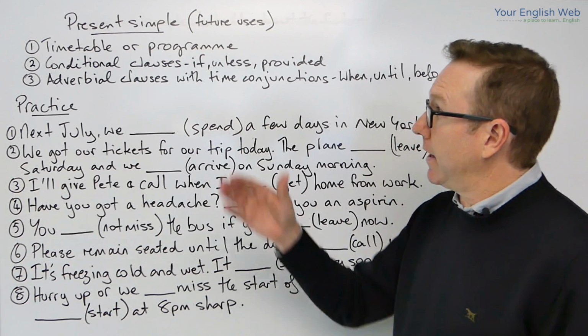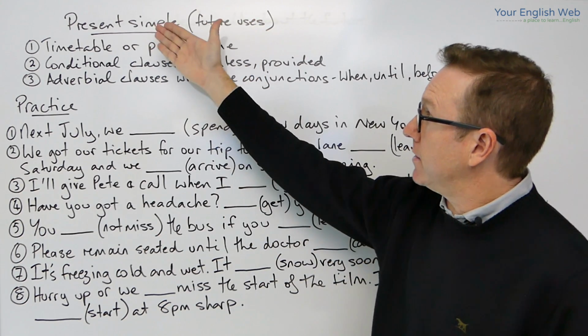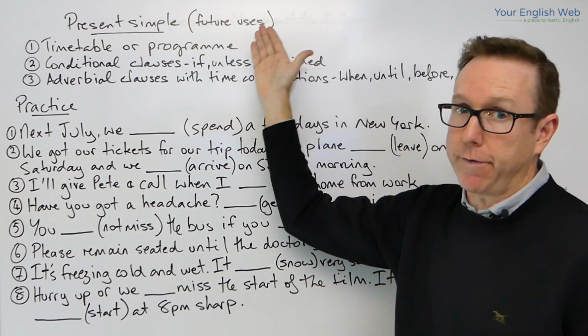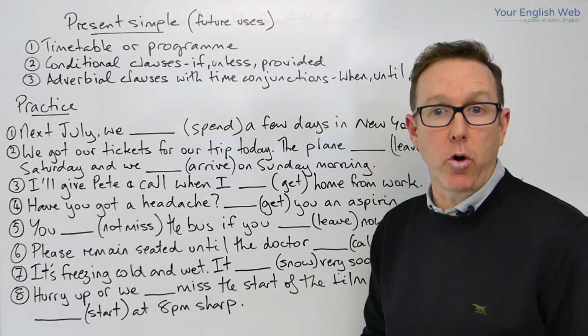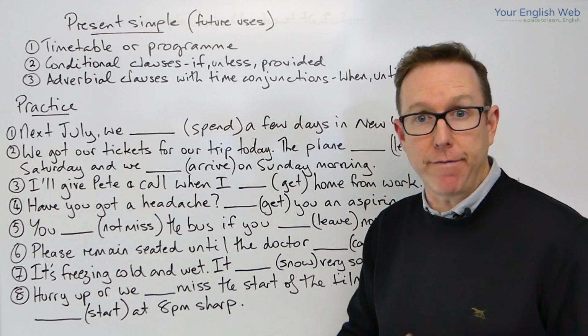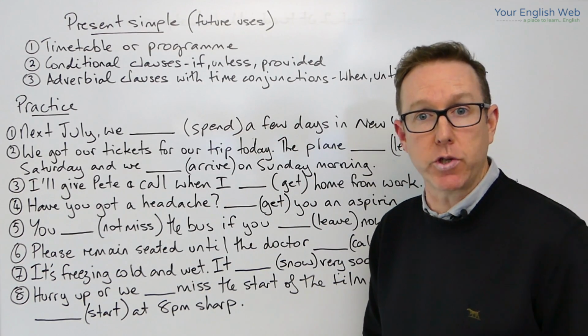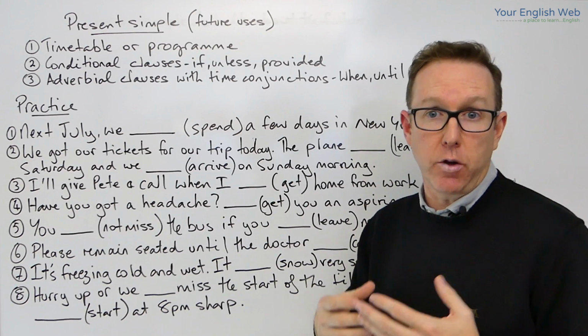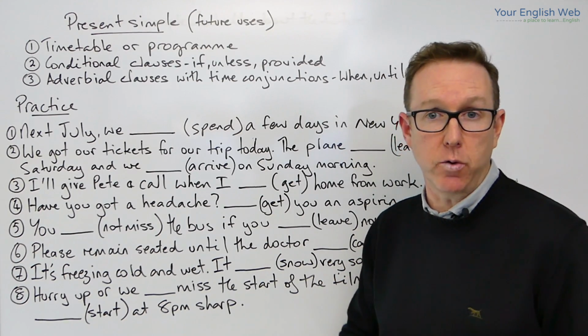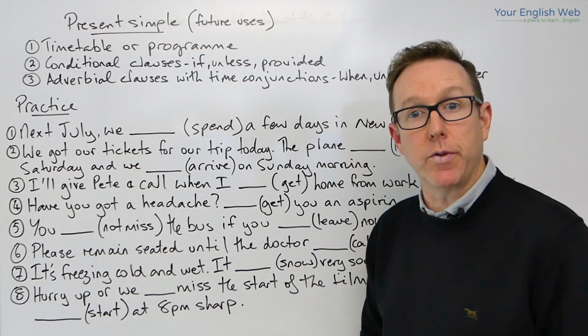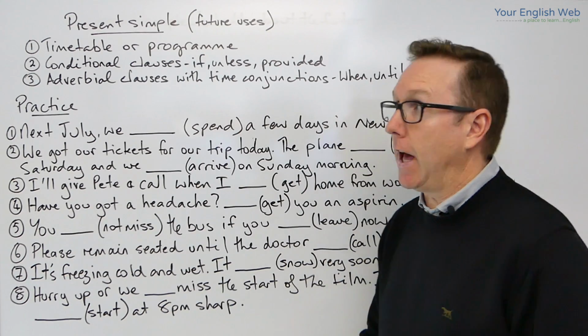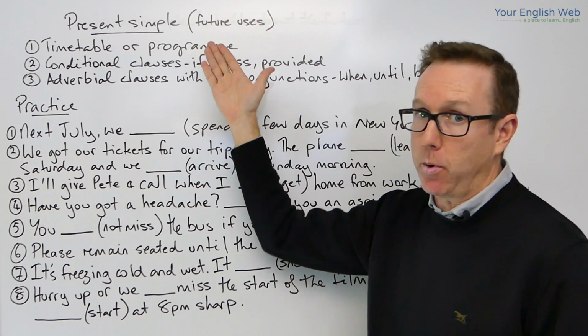Now, as I said, today we're looking at using the present simple when we're referring to the future. You will know by now that in English we have various ways to talk about the future. We can use the going to structure, we can use will, we can use the present continuous, and we can also use the present simple.